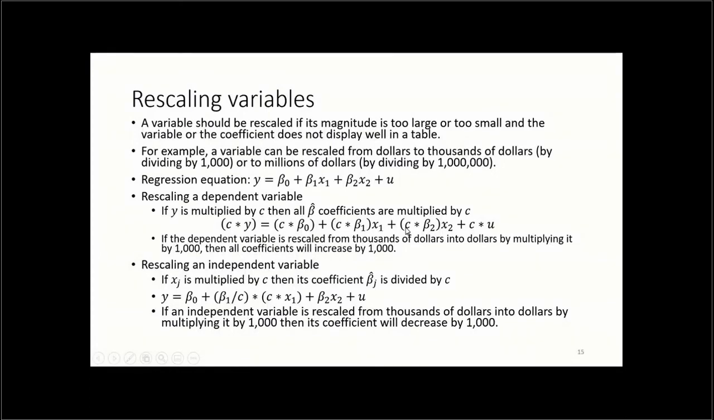Now let's see what would happen if we rescale an independent variable. If x_j is multiplied by c, then its coefficient, beta hat j, would be divided by c. Here we have c times x1, and in order to make this work, we need to divide the coefficient beta 1 by c. These two cancel out, so we have basically the same expression. So if an independent variable is rescaled, say from thousands of dollars into dollars by multiplying it by 1,000, then its coefficient will decrease by a factor of 1,000.